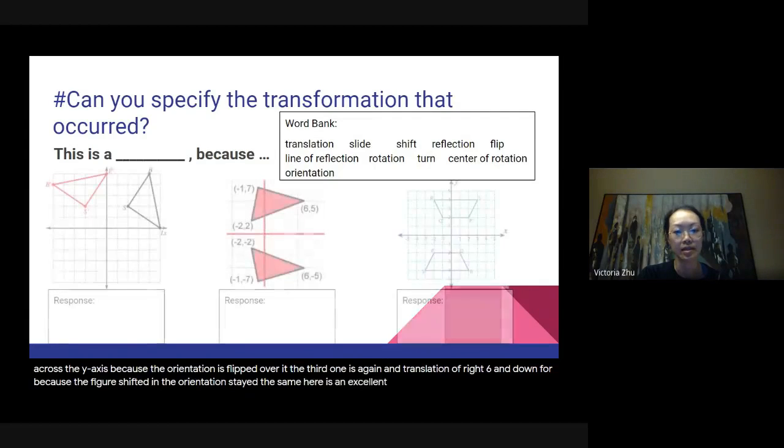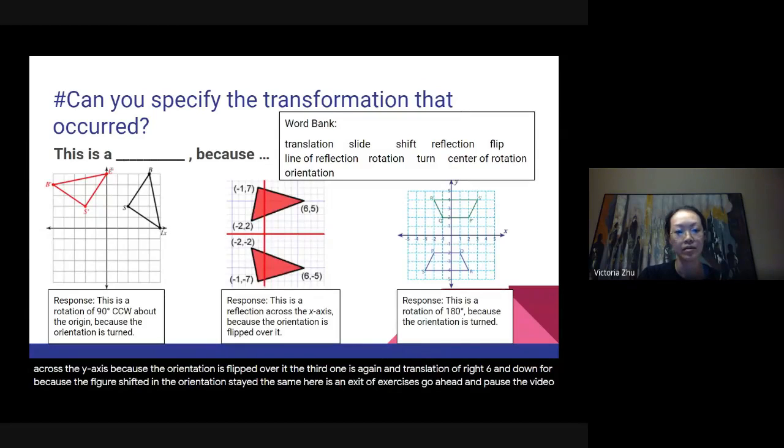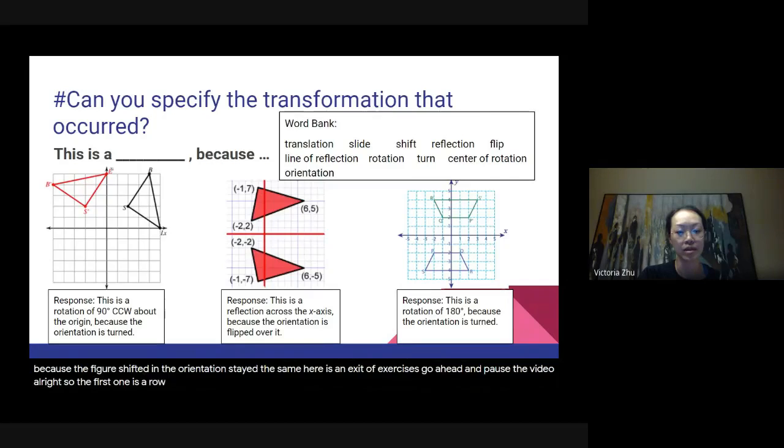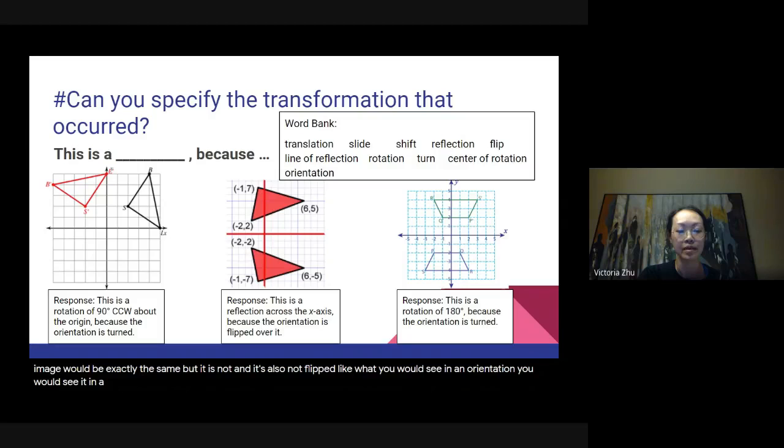Here is the next set of exercises. Go ahead and pause the video. All right, so the first one is a rotation of 90 degrees counterclockwise around the origin because the orientation turned. Remember that with a rotation, you always see a turning of the figure. If it was a translation, then you would see that the image would be exactly the same, but it is not. It is not flipped like you would see in a reflection. And so, seeing that there's a turning, it has to be a rotation.